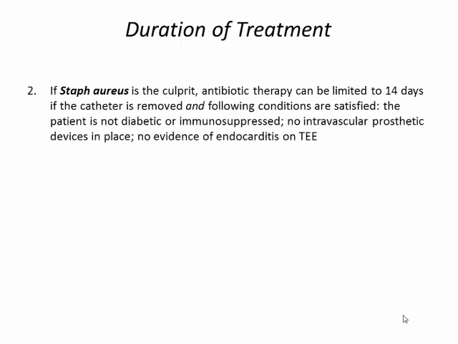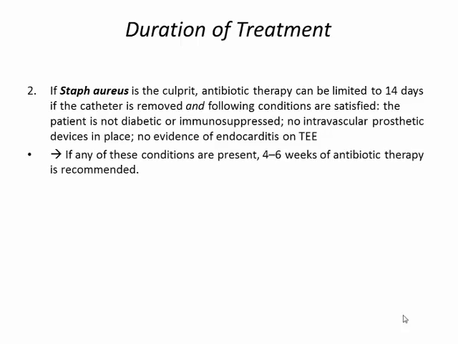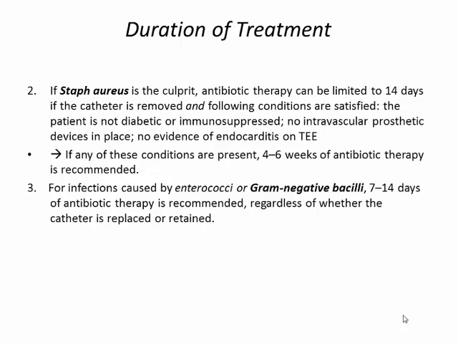You can limit it to about 14 days if the catheter is removed and the following: the patient is not diabetic or immunosuppressed, there are no intravascular prosthetic devices in place, and no evidence of endocarditis. If any of these conditions are present, you go with 4 to 6 weeks of antibiotic therapy for staph. For enterococci or gram-negative bacilli, go with 7 to 14 days, irrespective of the catheter being replaced or retained.